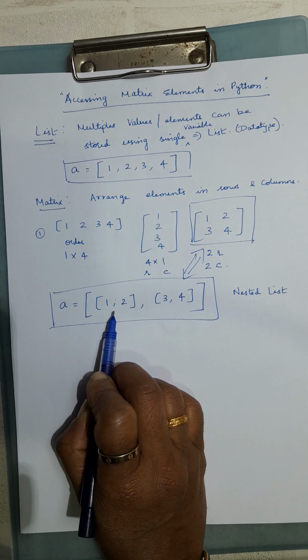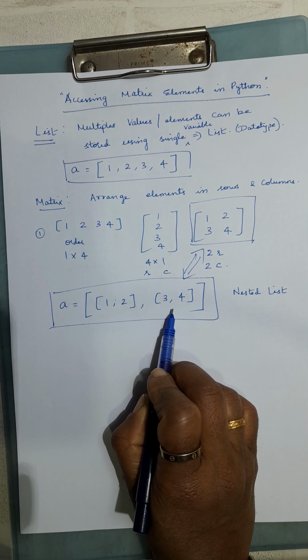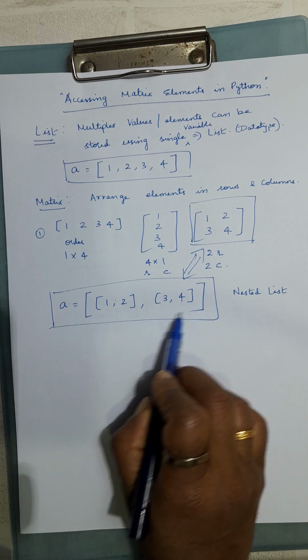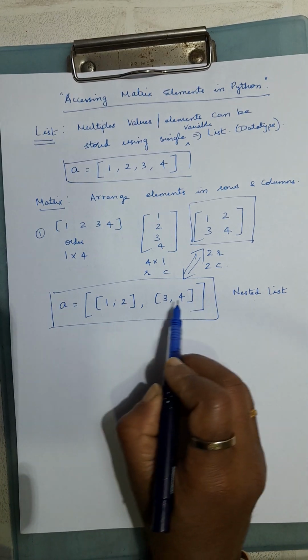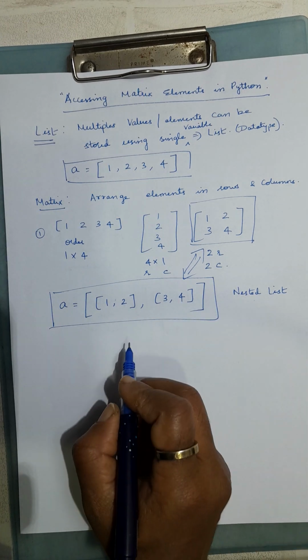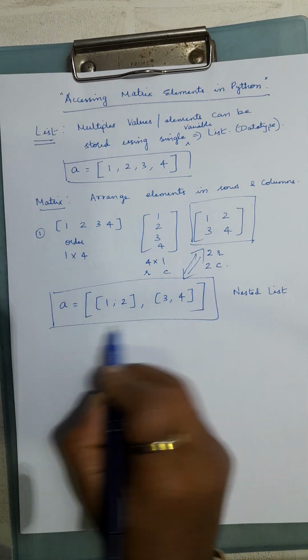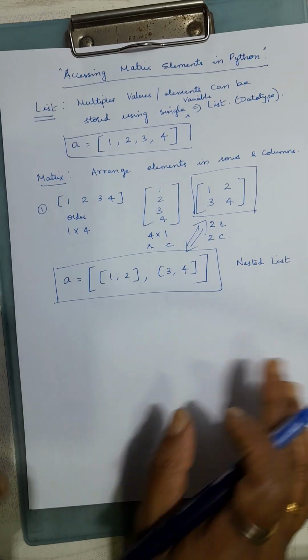Just link these two structures. The first list will have the first row elements. The second list will have the second row elements. So there are totally 2 lists. A is one list, and within that I again have 2 sublists, first row and second row. So this is called a nested list. So matrix representation will be in this form. Now let me teach you the coding part.